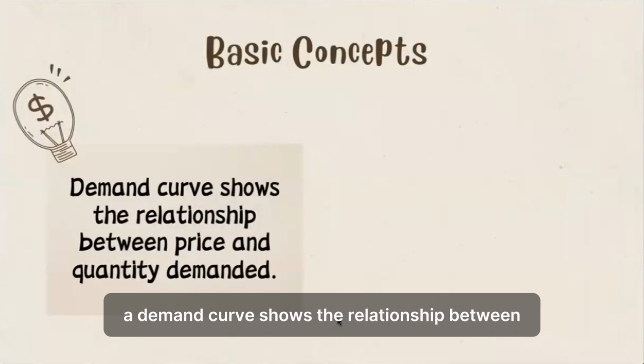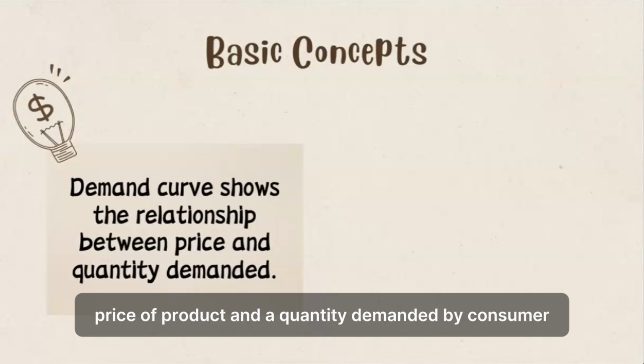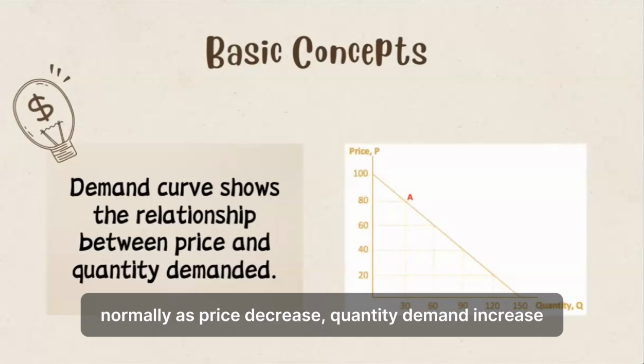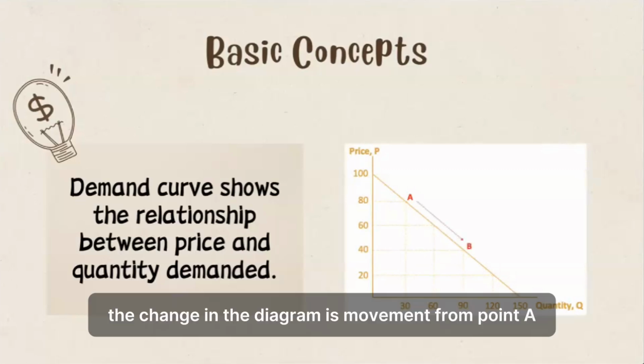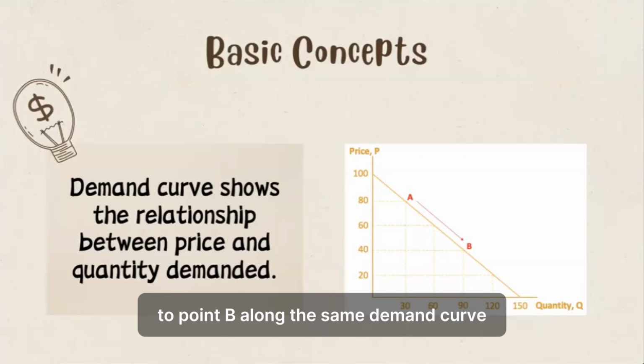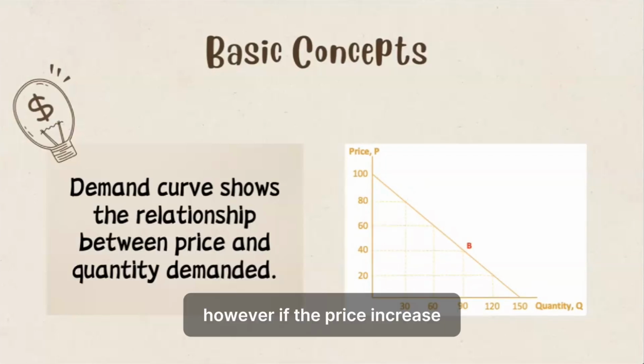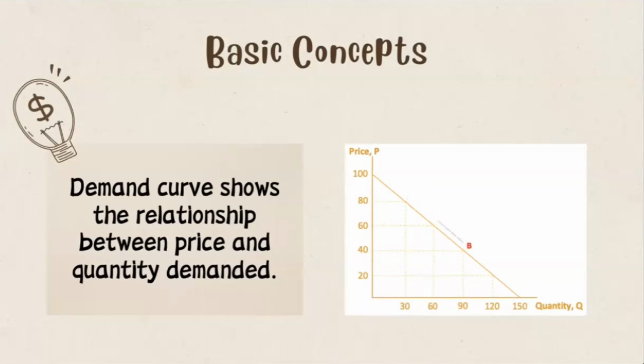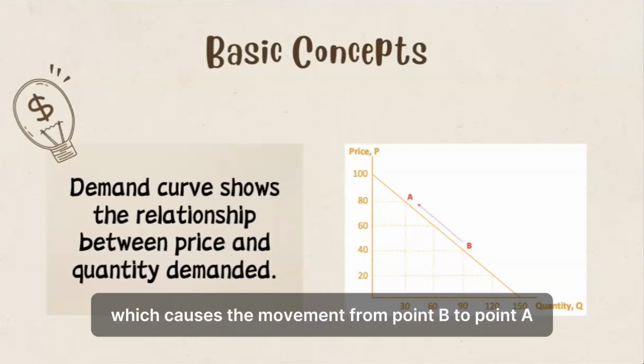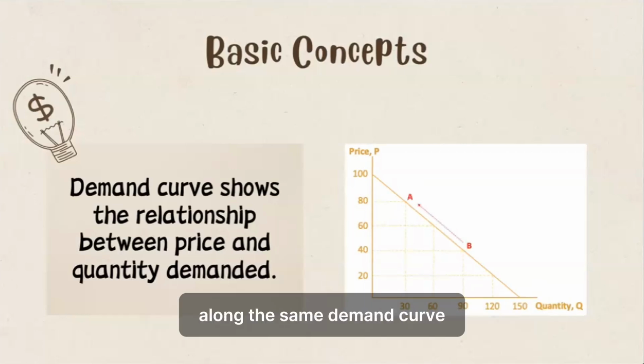Before we move on, let's review some basic concepts about demand. A demand curve shows the relationship between the price of a product and the quantity demanded by consumers. Normally, as price decreases, quantity demanded increases. The change in the diagram is a movement from point A to point B along the same demand curve. However, if the price increases, the quantity demanded will decrease, which causes the movement from point B to point A along the same demand curve. This is the law of demand.